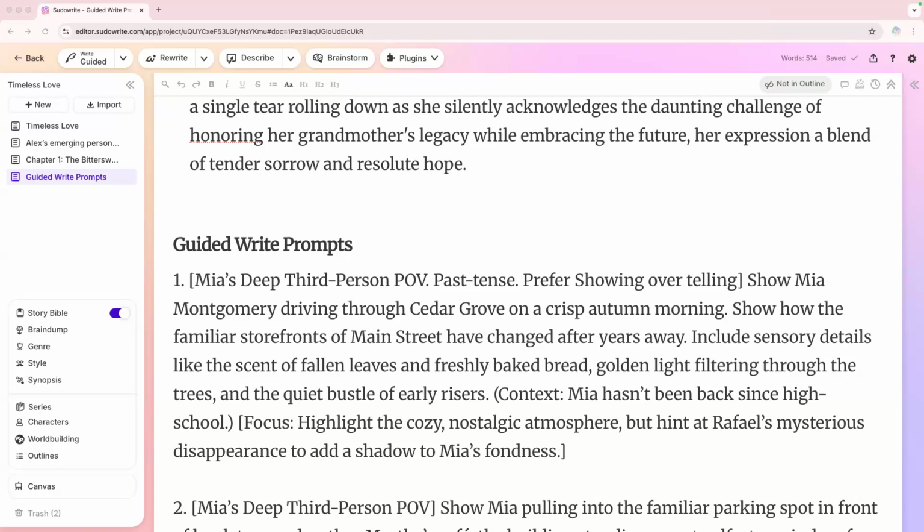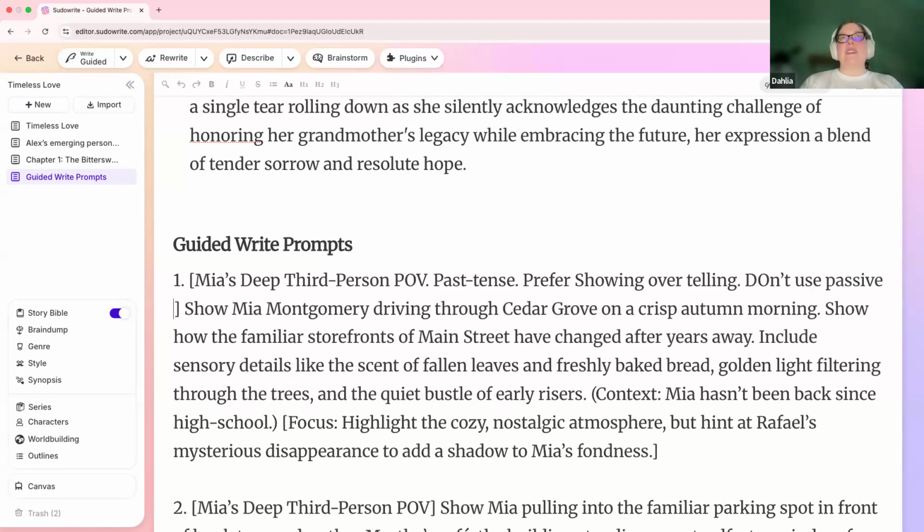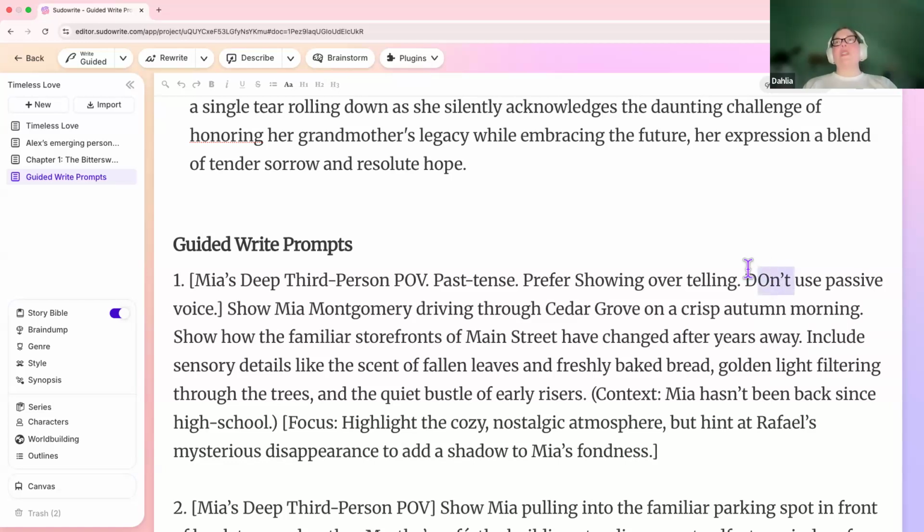Anyway, this "prefer showing over telling" is in a positive way, instead of saying "don't tell, show." This was what I was saying. Some AI models have issues with negative commands. For example, you say, don't use passive voice, but they kind of don't see the "don't" and are like, oh, use passive voice. It's like this thing about "don't think of a pink elephant." So it automatically thinks about using passive voice.